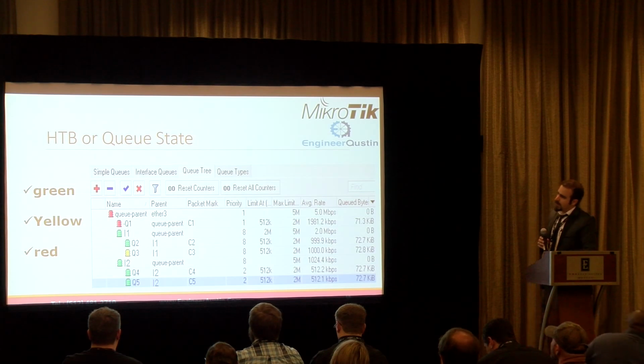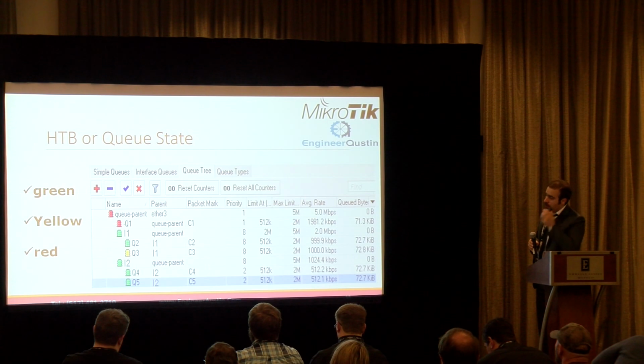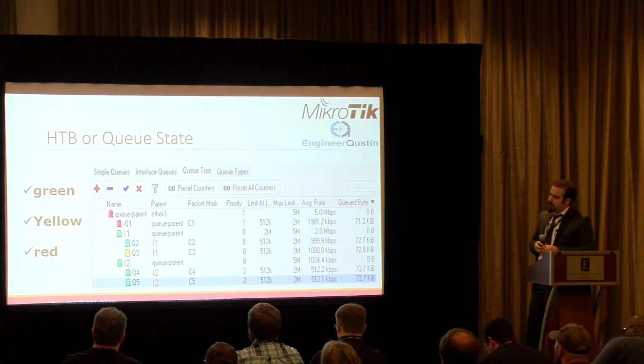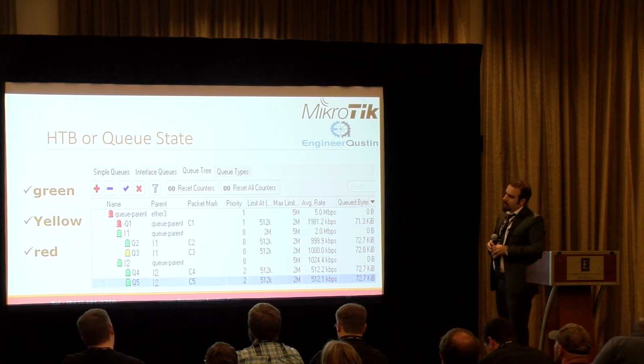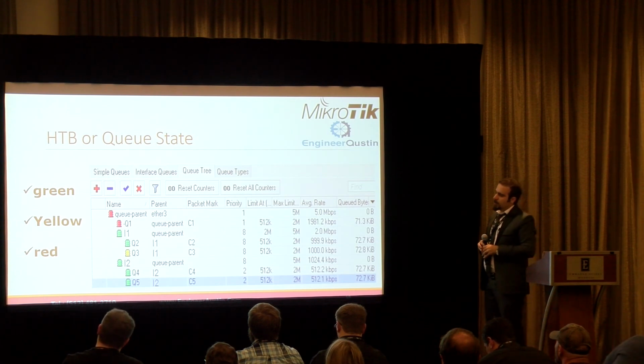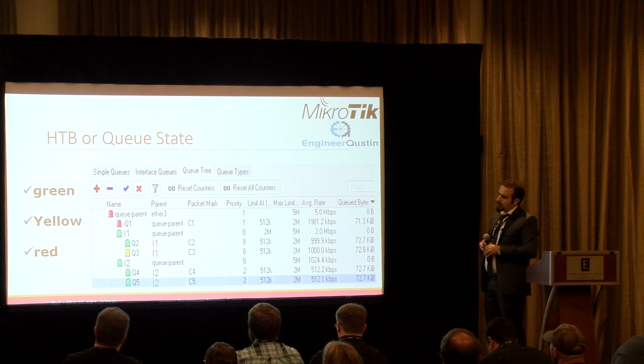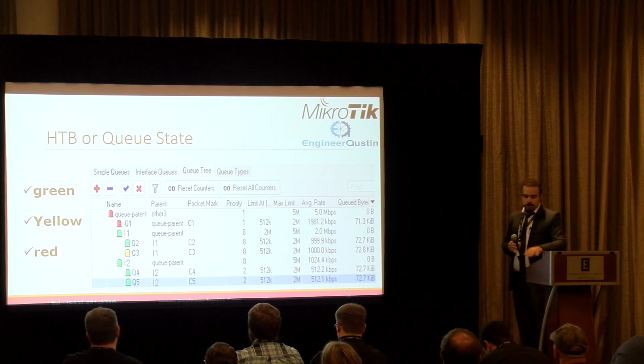We have three states. If your traffic is between 0 and 50%, your state is green. Yellow is for traffic between 51 and 75%, and red is for 76 to 100%.